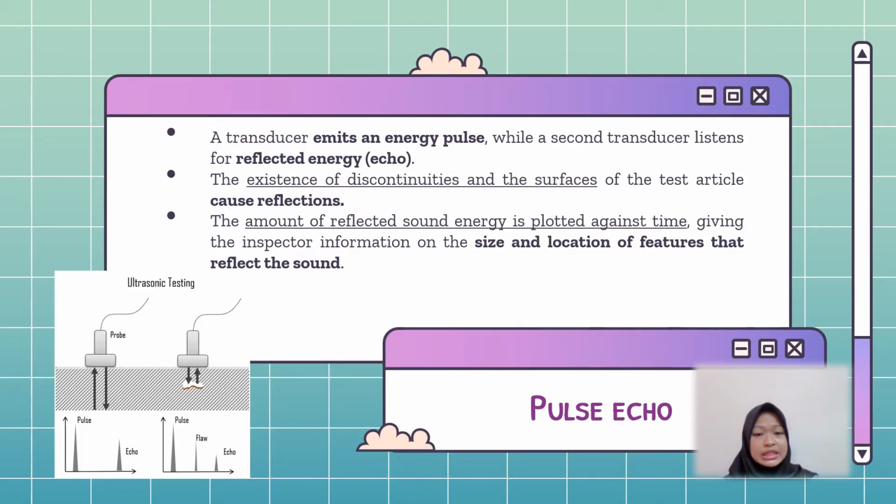So now I'm going to explain in detail of each technique. The first technique is pulse echo. A transducer emits an energy pulse while a second transducer listens for reflected energy or an echo. The existence of discontinuities and the surface of the test article cause reflection. The amount of reflected sound energy is plotted against time, giving the inspector information on the size and location of features that reflect the sound.